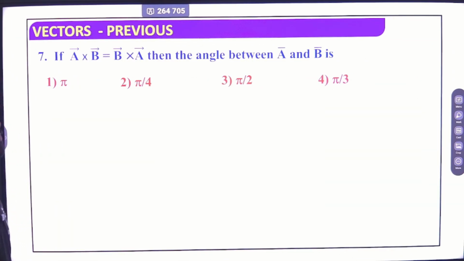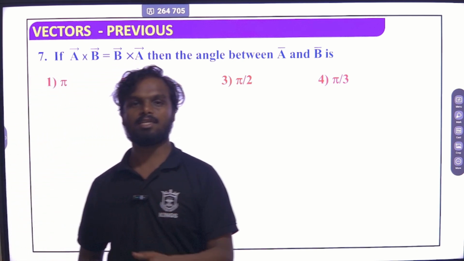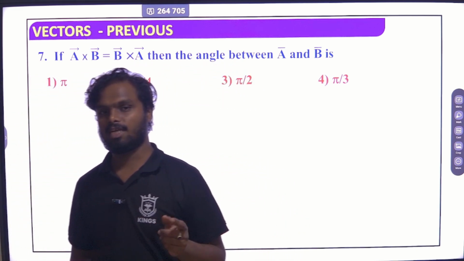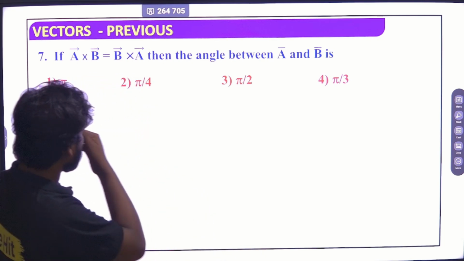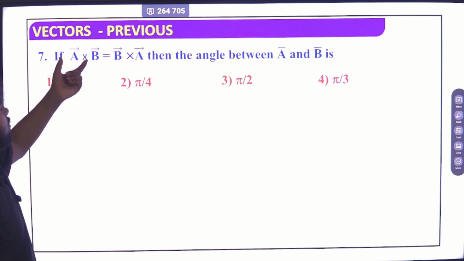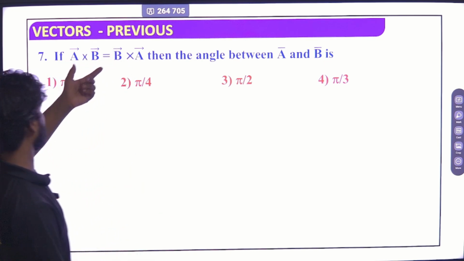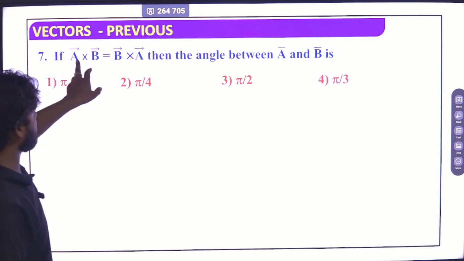When A cross B will be equal to B cross A, what is meant by A cross B? A cross B will be equal to mod of A into mod of B into sin theta into n cap. Sin theta, if I keep theta equal to pi, then what is this value? This value will become 0 and this value will also become 0. Yes or no? That means both the conditions are satisfied. Both LHS is equal to RHS.